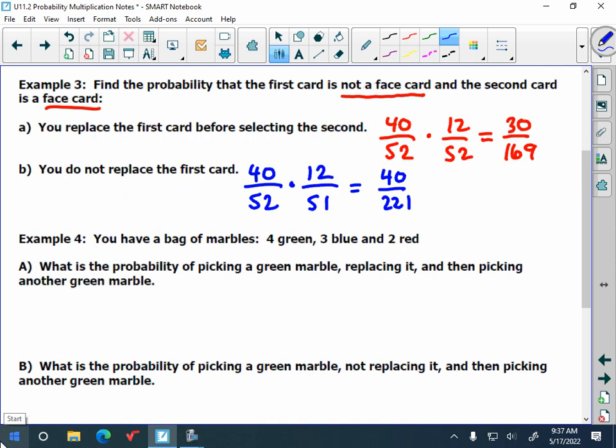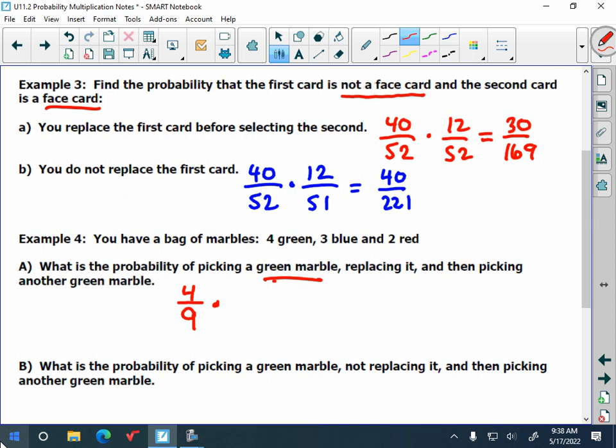All right, so now let's look at example 4, marbles. We have 4 green, 3 blue, and 2 red marbles. Part A, what's the probability of picking a green marble, replacing it in the bag, and then picking another green marble? All right, so our first pick is a green marble. What's the probability of picking a green marble? 4 out of 9. 4 green, 9 total marbles. We're going to take that green marble and put it back in the bag. So replacing and not replacing are the key words there with marbles and cards.